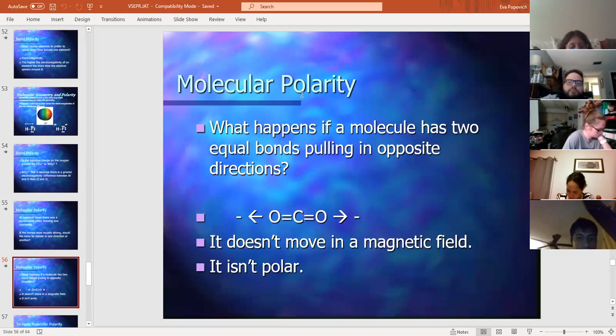So if you think about the top end of this slide being the negative end of a magnet and the bottom being the positive, when this end starts to get attracted to the positive end, this one is getting repelled by the negative end. So this doesn't move in a magnetic field. It's not polar. It has polar bonds, but it is not polar.